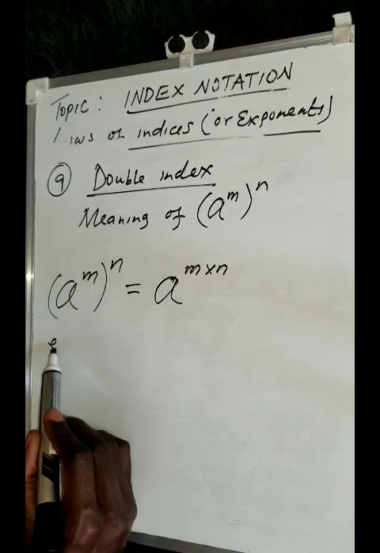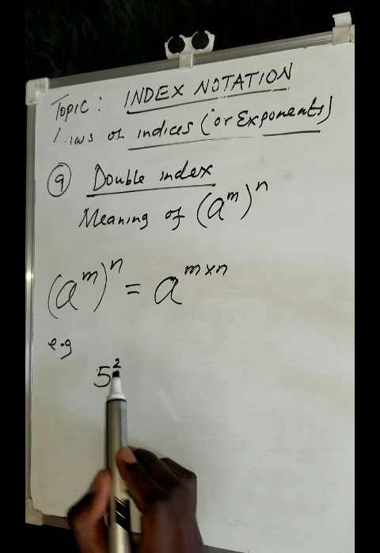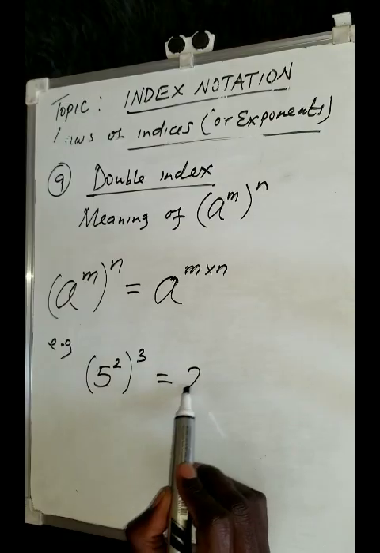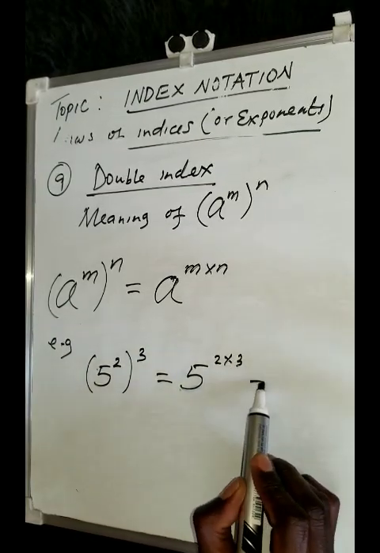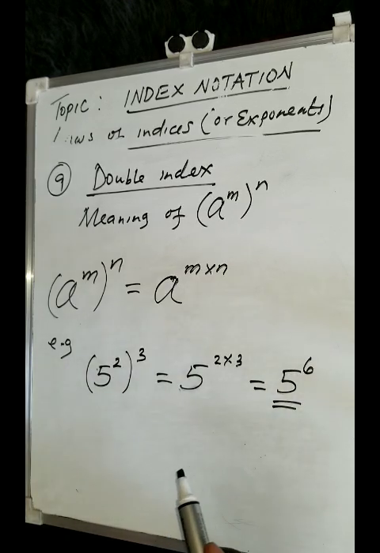There's nothing complicated. For example, if you had 5 raised to the power 2, again raised to the power 3, it simply means it is going to be 5 to the power 2 times 3, and 2 times 3 will give you 6. If the question told you to evaluate, you could have actually gone further and looked at that. So that's the meaning, and that is what we are going to be having there. So these are some of the basic rules that you need to remember to solve.